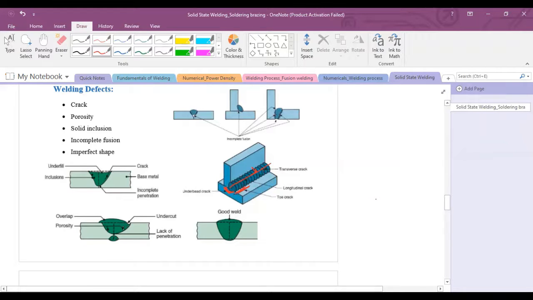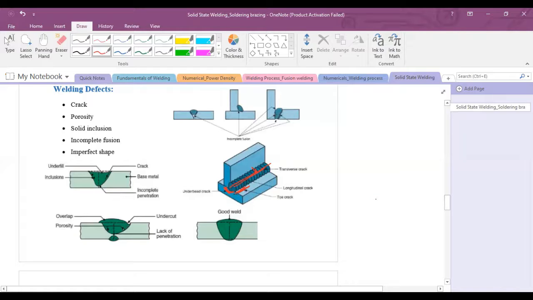Number two is the porosity. Porosity is a very common defect faced during the welding. Porosity may be caused by gas release during melting of the weld area. As you know, gases or fumes are produced during the melting, and these fumes or gases are normally trapped during solidification over the surface of the bead. And there is some contamination like dust or greasy surfaces. These are the things which can cause porosity.